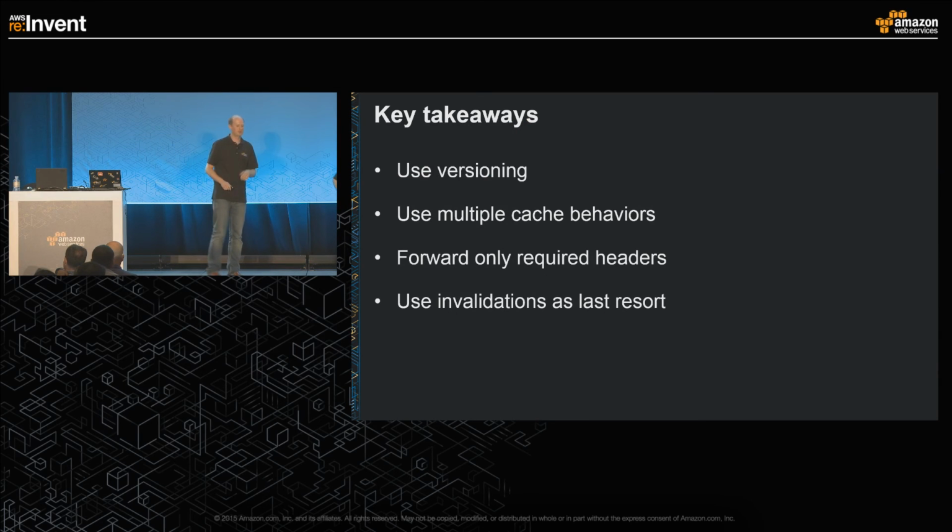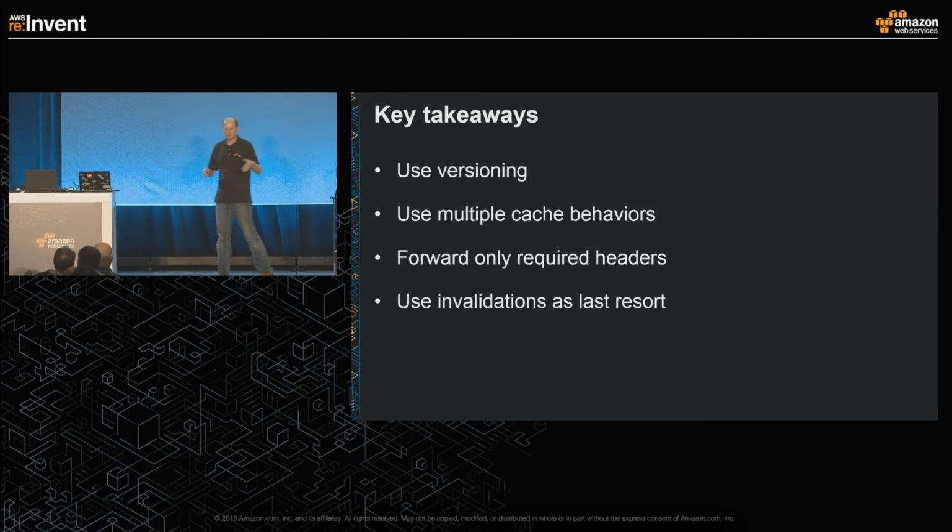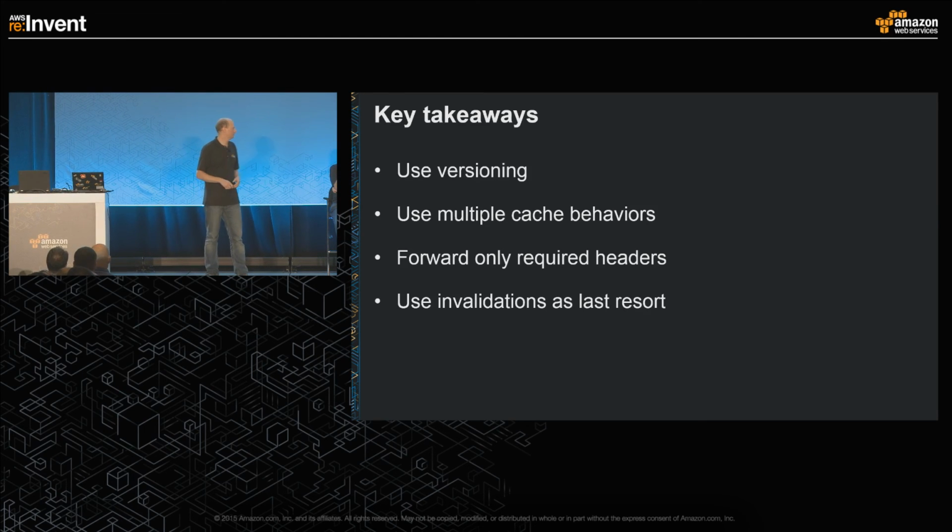Cool, so the key takeaways: version your assets, which enables you to quickly roll forward and roll back. Use multiple cache behaviors, separate the forwarded values, and set appropriate minimum, maximum, and default TTLs. Forward only the required headers that make sense for the different parts of your web application. And ideally only use invalidations as a last resort. As I said, that only applies to the CloudFront cache. It does not apply to browser caches or other intermediary caches.